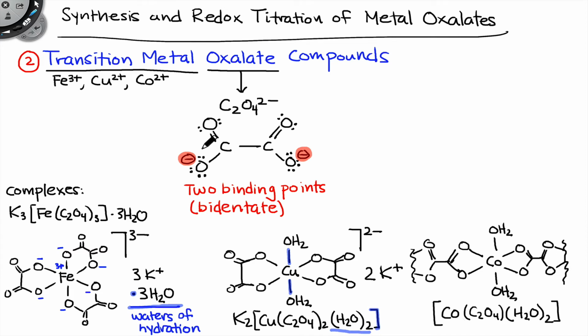So the overall formula is [Co(C2O4)(H2O)2], and the H2Os are again written inside the brackets because the water ligands are coordinated to cobalt directly. And the most interesting thing to me about this structure is that it's polymeric. The cobalt centers and oxalate ligands form an infinite chain of repeating units, or a polymer.